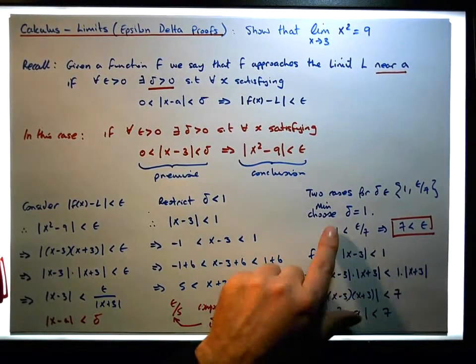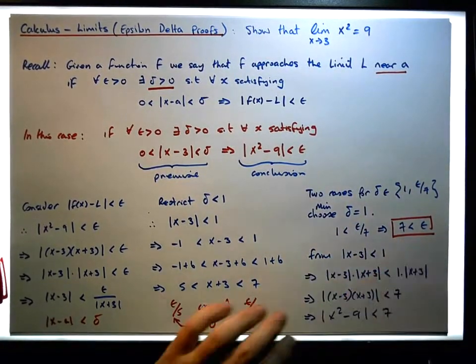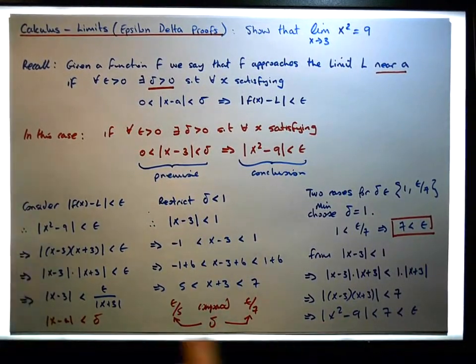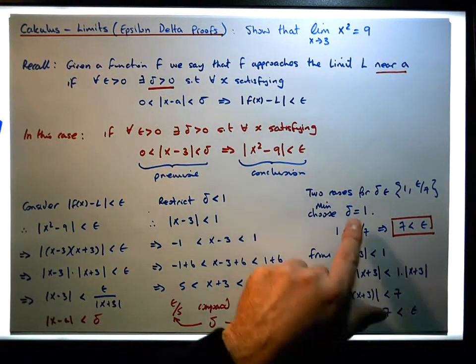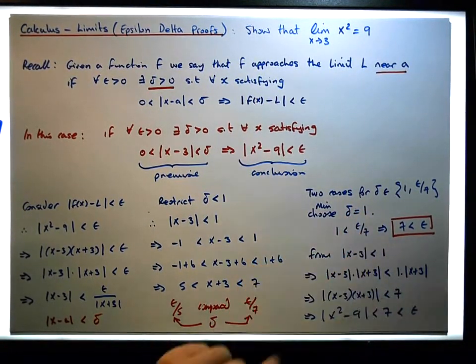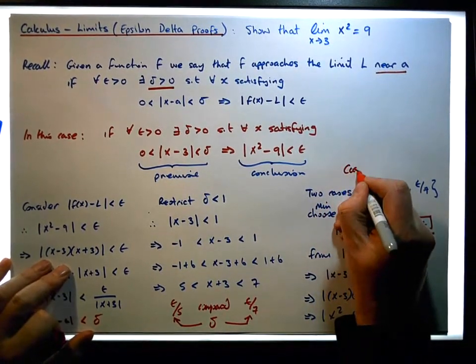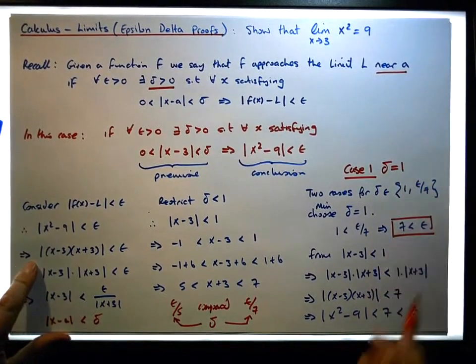But we know from the choice of delta being the minimum between 1 and epsilon over 7, that 7 is less than epsilon. So that's actually less than epsilon. So what we have just shown is that |x² - 9| is less than epsilon when we chose delta to be equal to 1, the minimum of the two possibilities, which is exactly what we wanted to show. This here now is case 1, when delta is chosen to be equal to 1. Let's have a look at case 2, when delta is chosen to be epsilon over 7.